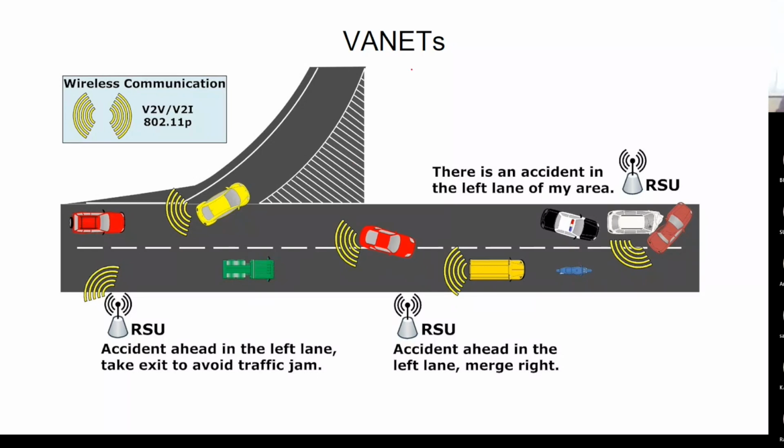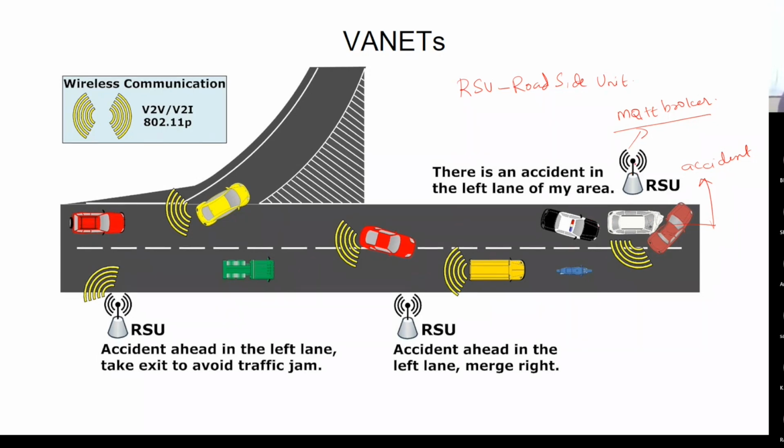Now in this diagram we have something called an RSU, a roadside unit. Generally in MQTT we call this a broker, the MQTT broker. Now we can see the entire road has many vehicles, and there is a side road. Here at this location there is an accident, in the left lane of my area. This is a roadside unit, and there is an accident.